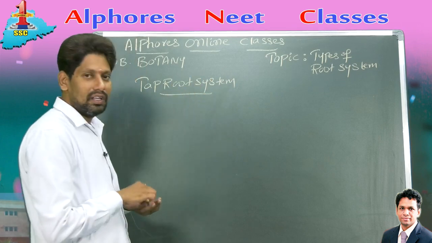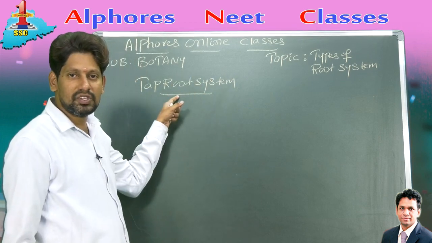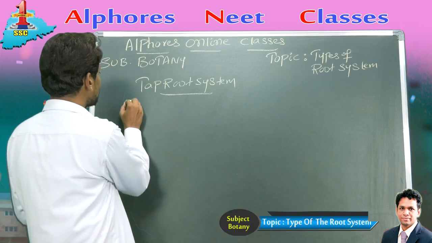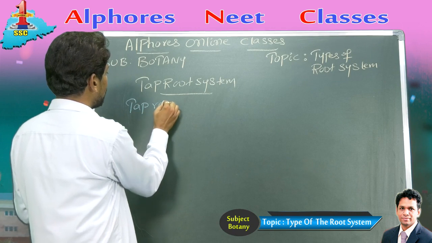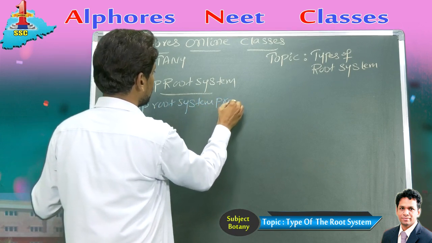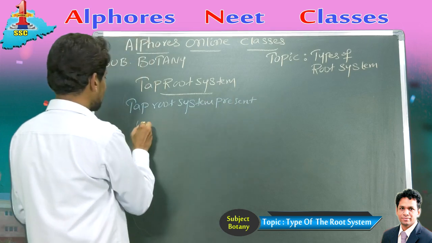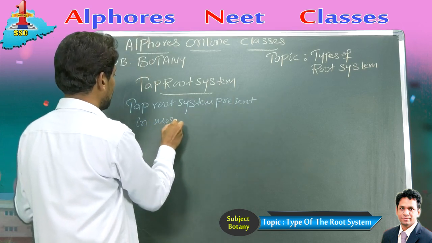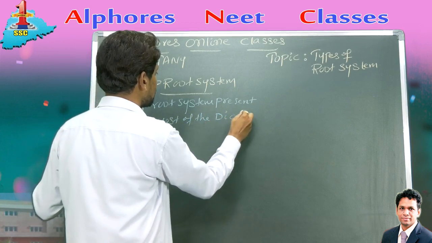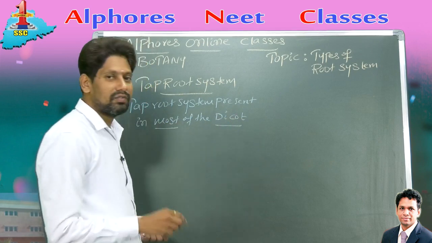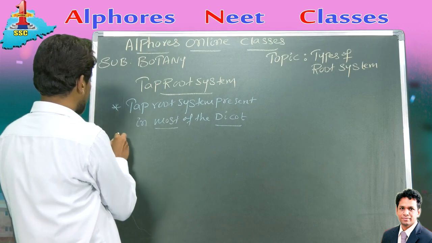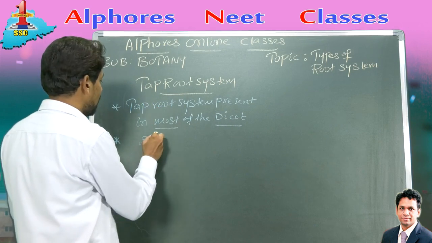Now listen here. The presence of a taproot system is a character of which plants? Dicot plants. Therefore, the taproot system is present in most of the dicots. Is it okay? The taproot system is of 2 types.